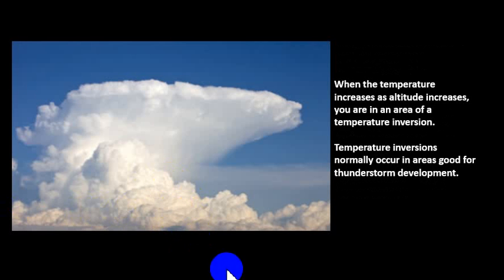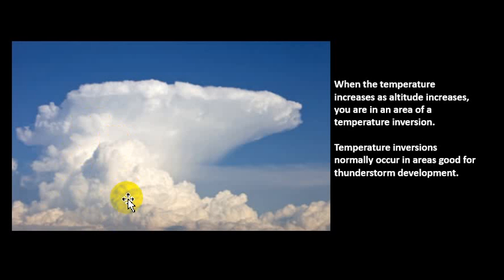These are cumulonimbus clouds. Cumulonimbus clouds are what we would call thunder bumpers. Now, just because you see a cumulonimbus cloud, and we're going to cover clouds, doesn't mean, oh my God, a thunderstorm's going to develop.